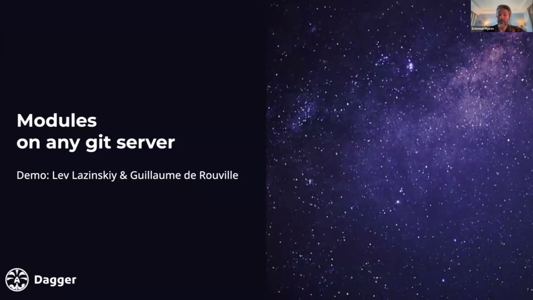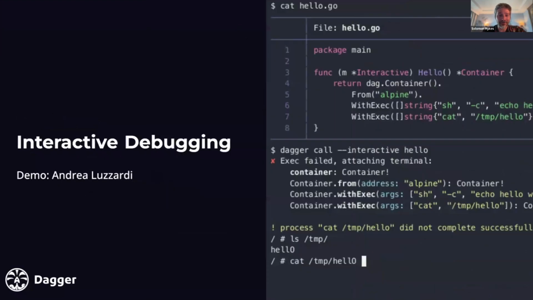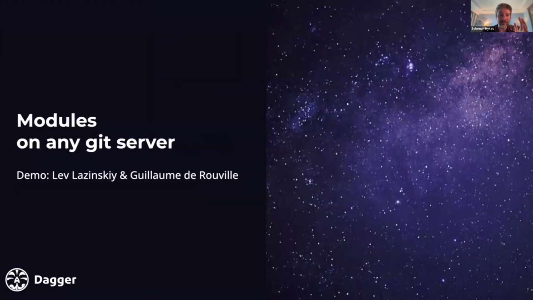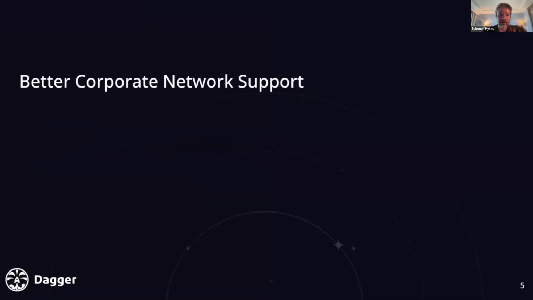And Lev mentioned, for now it's on any public Git server, but support for private modules on private Git servers is coming very soon. We know that's a very, very requested feature. We're working on it. It's coming. We promise. I see you, Nipuna. We've got you. We've got your back. Okay, so after interactive debugging, UI polish on terminal and web, and modules on any Git server, now we go to better corporate network support, the sexiest topic of all.